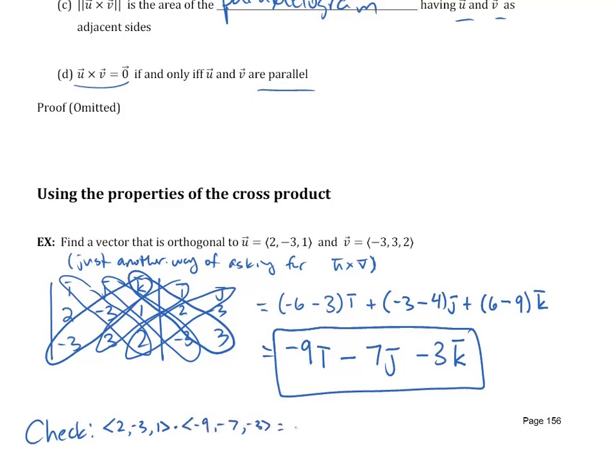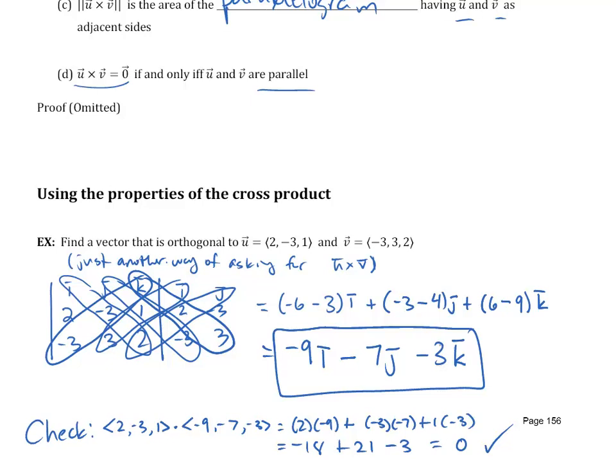What happens? That's 2 times -9 plus a -3 times a -7 plus a 1 times a -3, right? So that's -18 plus 21 minus 3. You get 0. That's a check that this is orthogonal. If the dot product is 0, they are orthogonal.